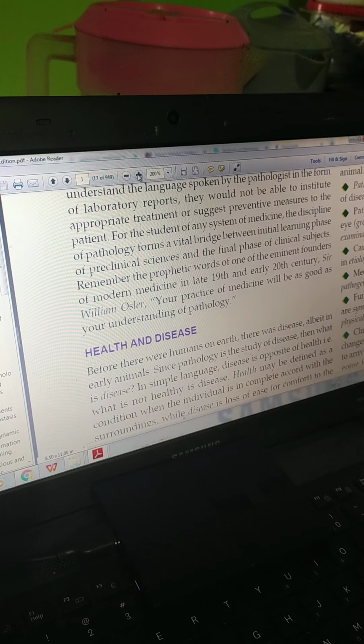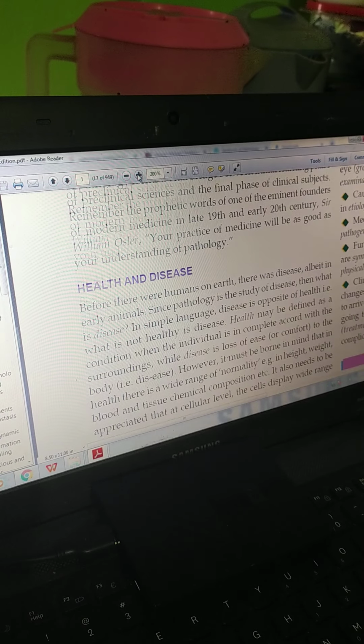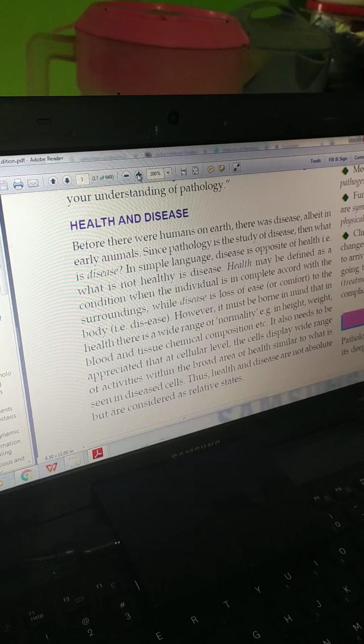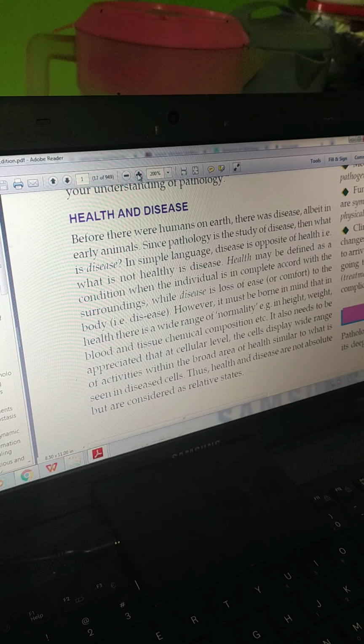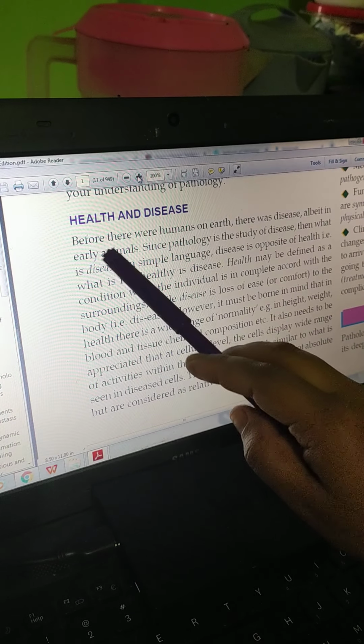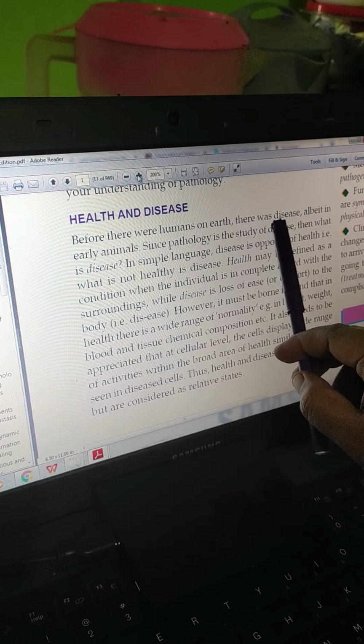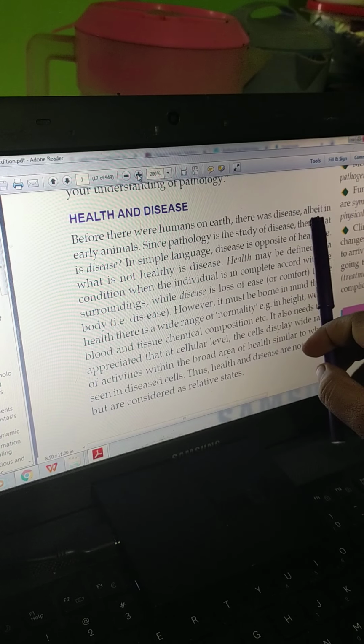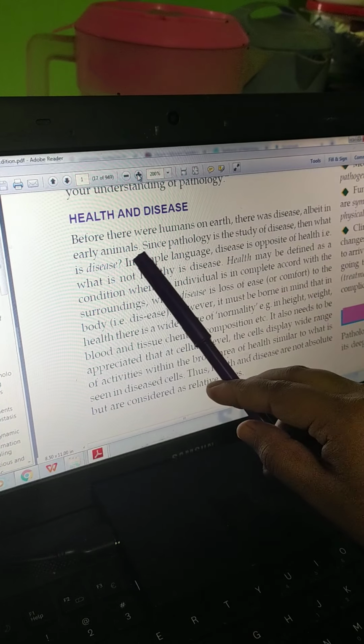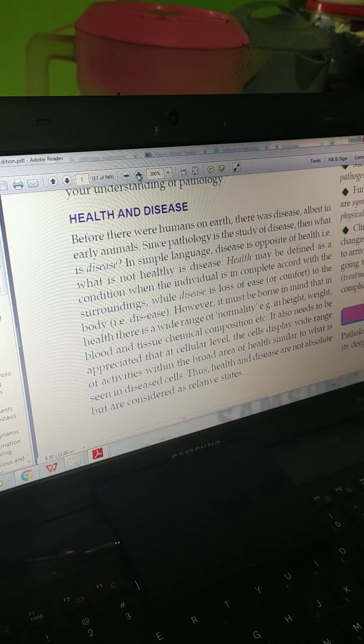Health and disease. Before there were humans on earth, there was disease, albeit in early animals. Since pathology is the study of disease, then what is disease? In simple language, disease is the opposite of health. What is not healthy is disease.